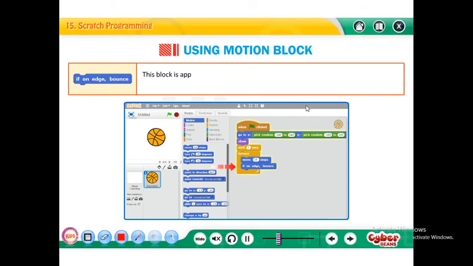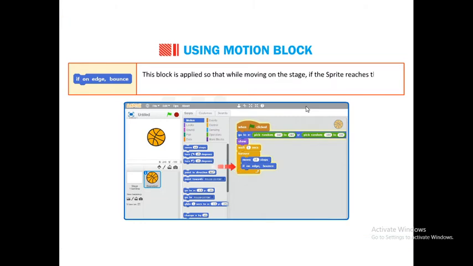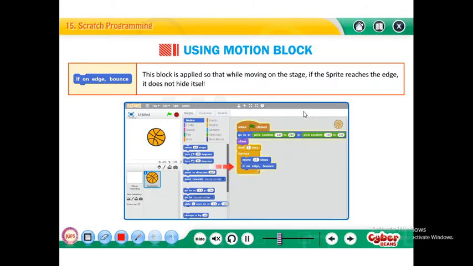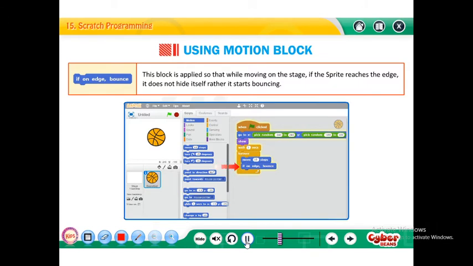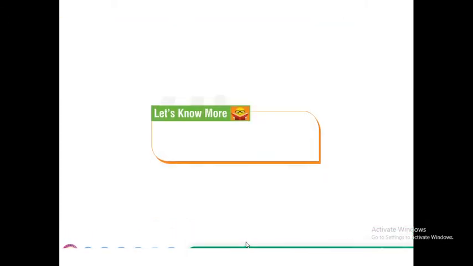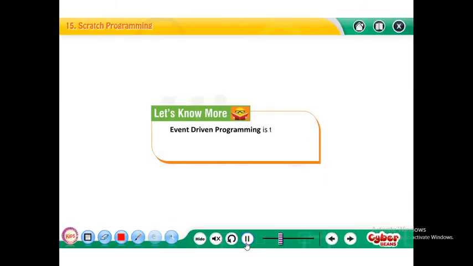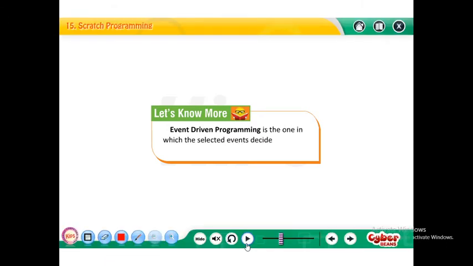If on edge, bounce is one more block. This block is applied so that while moving on the stage, if the sprite reaches the edge, it does not hide itself. Okay, suppose while playing the sprite comes to an edge. Rather than hide itself, it starts bouncing. If it touches the edge, it starts bouncing. So an event driven program is one in which events decide the flow of the program.